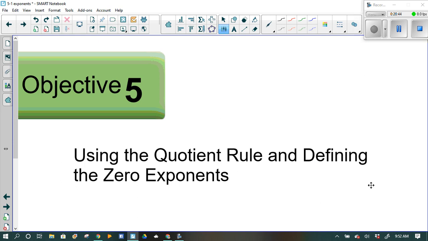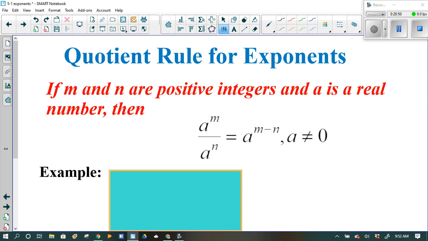Using the quotient rule and defining the zero exponents. Okay, zero exponents are pretty cool. If m and n are positive integers and a is a real number, then a to the m divided by a to the n. So remember when we were multiplying, if I had a to the m times a to the n, then we added. So this was a to the m plus n. Well, when you are dividing, as long as the bases are the same, then this time you're going to subtract. So if you're dividing, you're going to subtract. You're just going to take the two exponents and subtract them from one another.